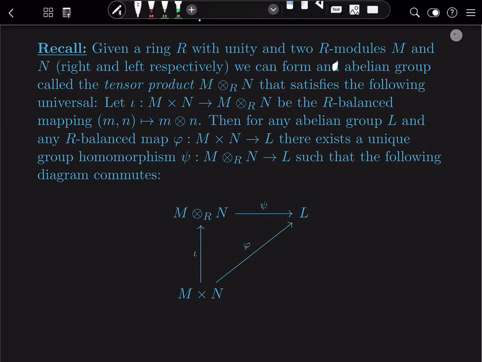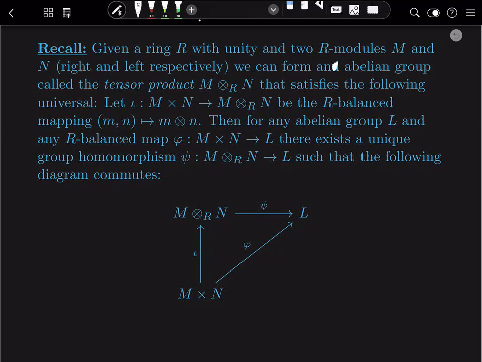So we let iota map the Cartesian product M cross N into our tensor product, be the R-balanced mapping that we defined previously, where we map a pair M comma N into M tensored with N. Then for any abelian group L and R-balanced map phi, there exists a group homomorphism psi from the tensor product into L, such that the following diagram commutes.